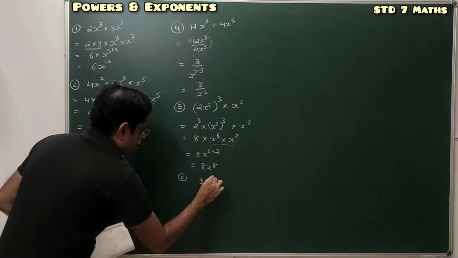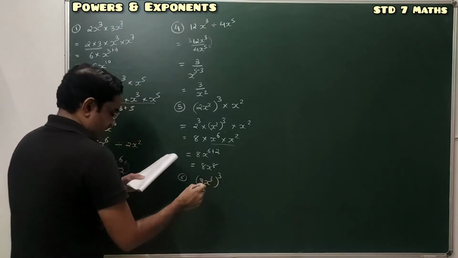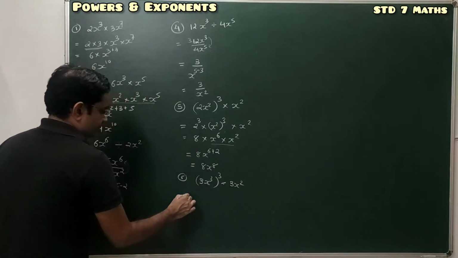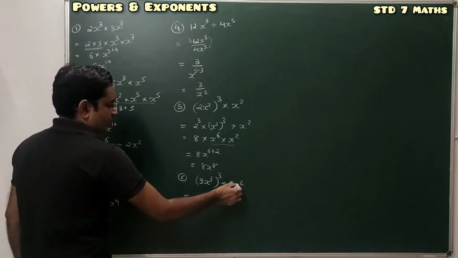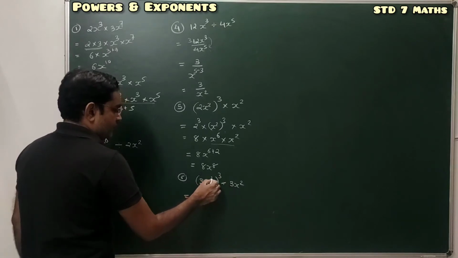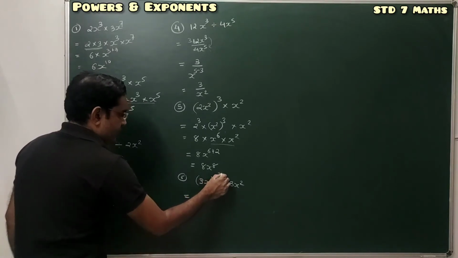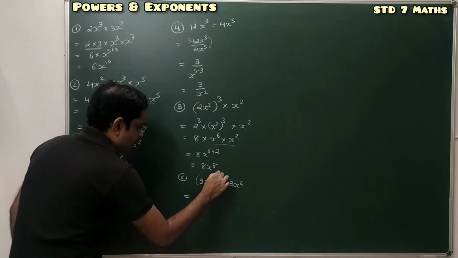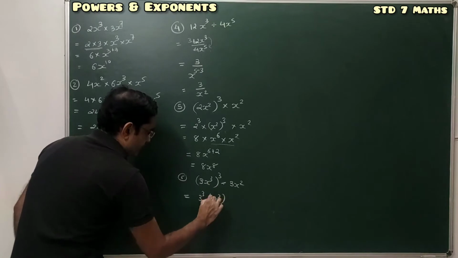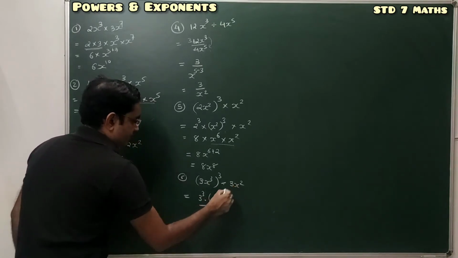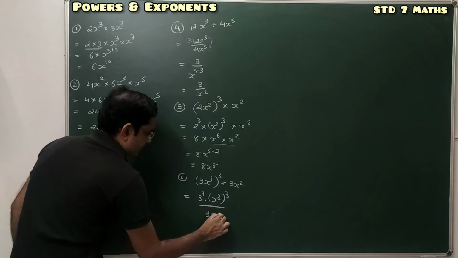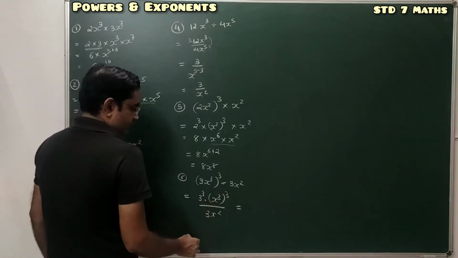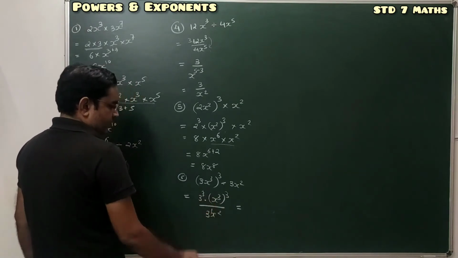Here it is given 3x cube raised to 3 divided by 3x square. So these 2 powers are in division, and this one is power of this multiplication. So again it's a power of multiplication, 3 cube into x cube raised to 3 divided by 3x square. Again power of power. So 3 cube divided by 3. So 3 raised to 1 minus 3.